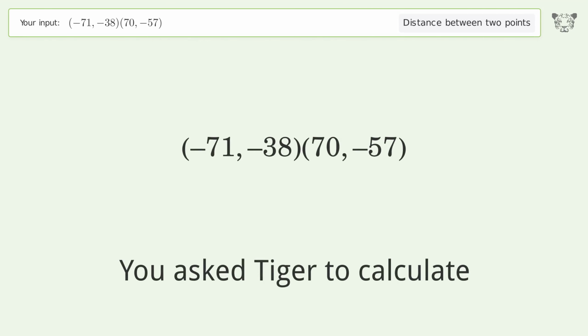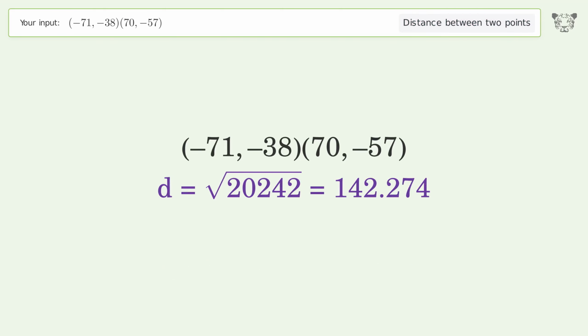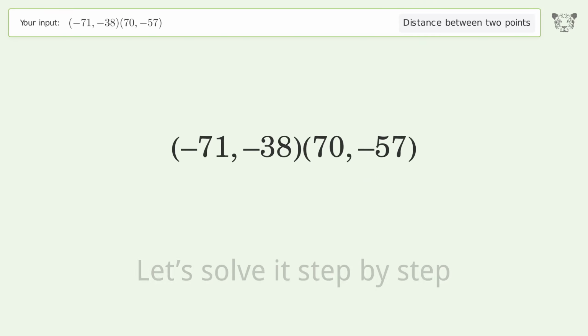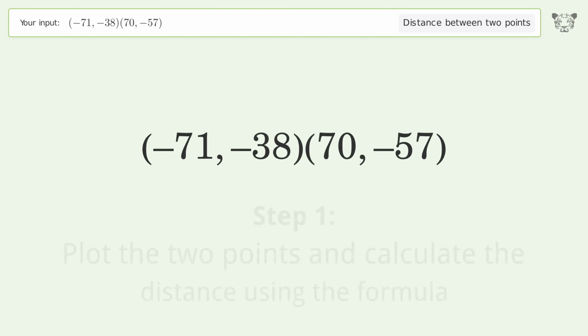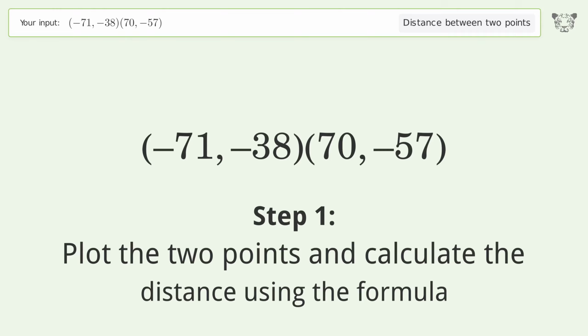You ask Tiger to calculate. This deals with the distance between 2 points. The distance between the 2 points is the square root of 20,242, or 142.274. Let's solve it step by step. Plot the 2 points and calculate the distance using the formula.